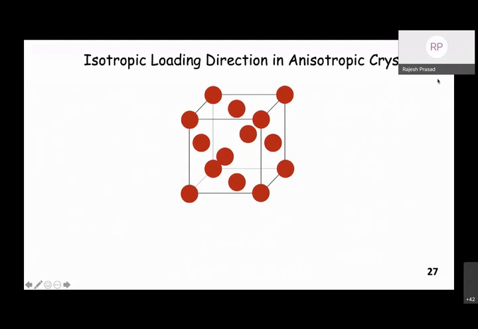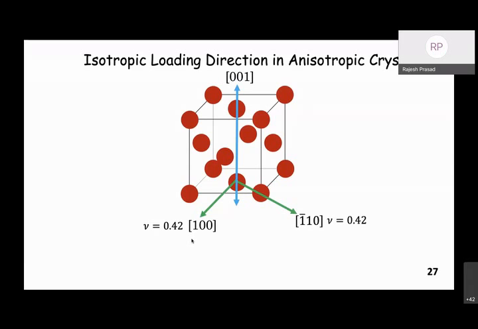Now, it's fine that we are getting auxetic directions in the crystal, but there are special loading directions along which, if you load, the entire transverse plane becomes isotropic. So this is 001 in the cubic copper crystal. If I load along this direction, then whether I look at the 100 direction or 110 direction, I always get a Poisson ratio value of 0.42. So the entire plane, the Poisson ratio is the same. So in general, for a given loading direction, the transverse plane is anisotropic, but there are special directions in which they are isotropic.